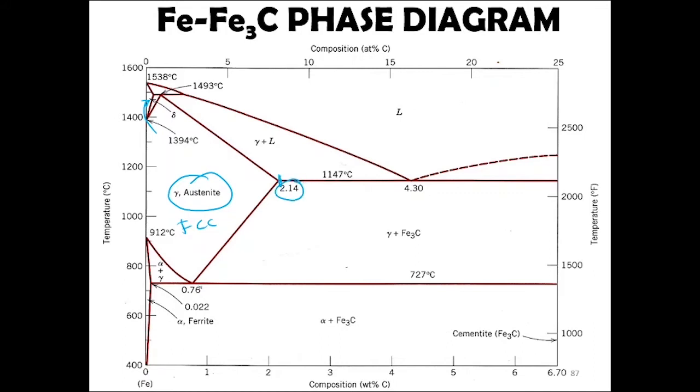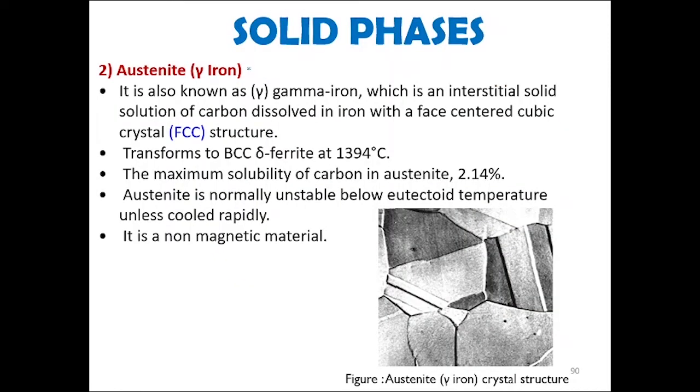2.14%. Austenite is normally unstable below eutectoid temperature unless cooled rapidly. Austenite is a non-magnetic material. The eutectoid temperature over here is 727 degrees Celsius. You can read the info on austenite or gamma iron in this slide. This is the figure showing austenite or gamma iron crystal structure.